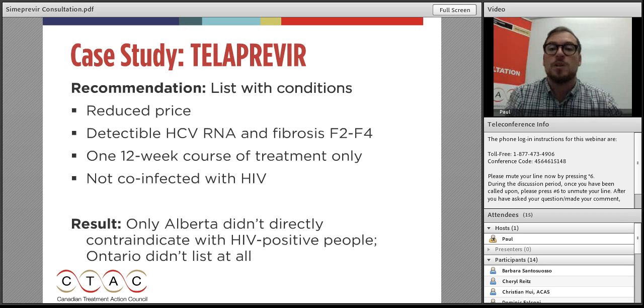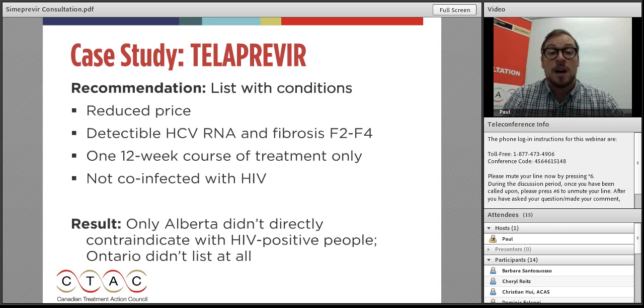And to illustrate this, I just want to very quickly address a case study on Simeprevir, one of the 2 direct-acting antivirals that's currently available. And so this says list with conditions. It really should say list with criteria. That was the recommendation from the Common Drug Review.